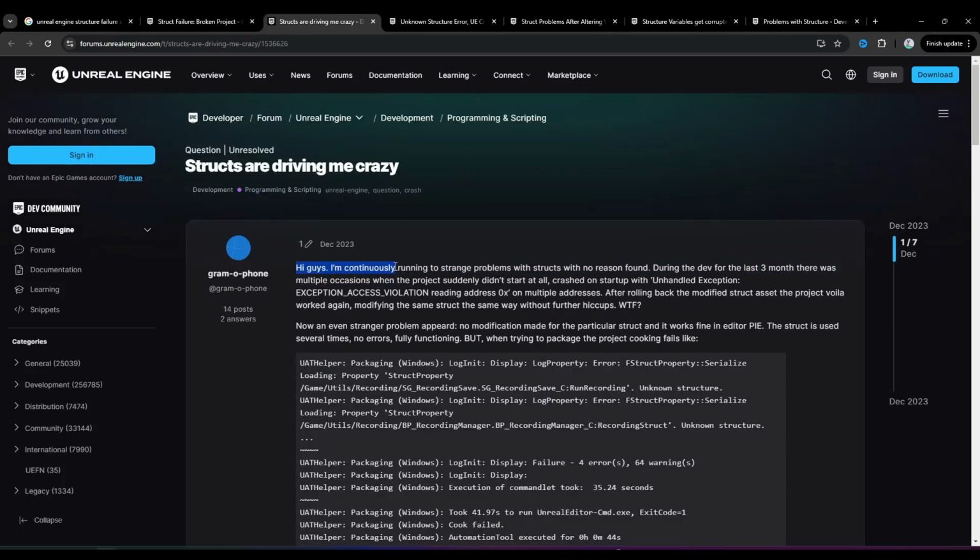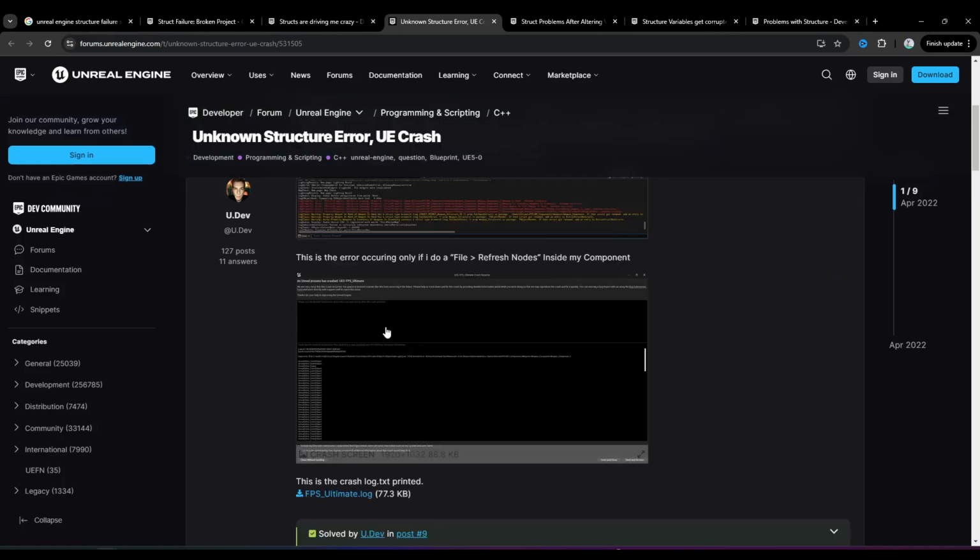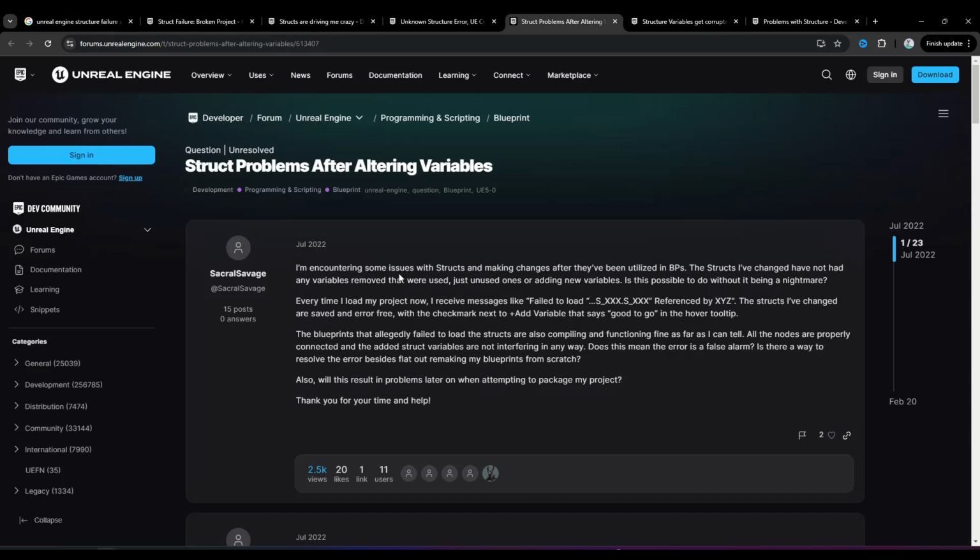Hi guys, I'm continuously running into strange problems with structs, with no reason found. When I close and reopen the engine, it just crashes. Didn't want to start at all. Just crash over and over again. Oh look, there it is. I'm encountering some issues with structs and making changes after they've been utilized. The structs I've changed have not had any variables removed, just unused ones.